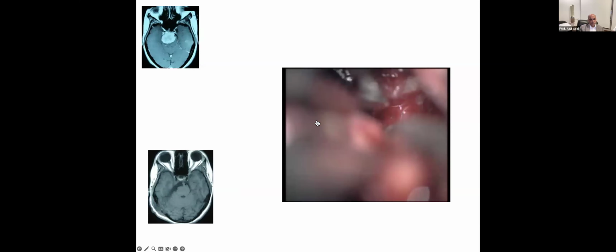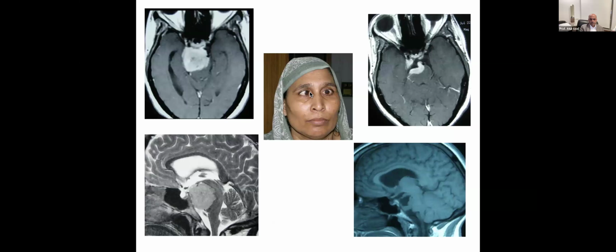So petroclival meningiomas are difficult problem, dangerous problem. Most important issue is the sixth nerve is in question. Like in this patient, I have left some tumor behind, even when the sixth nerve was already involved.